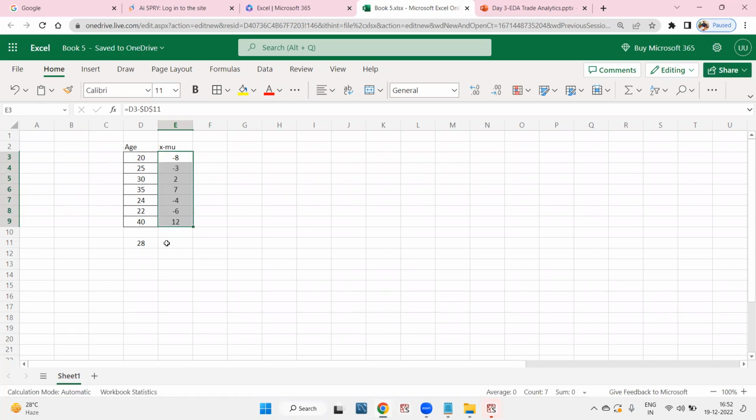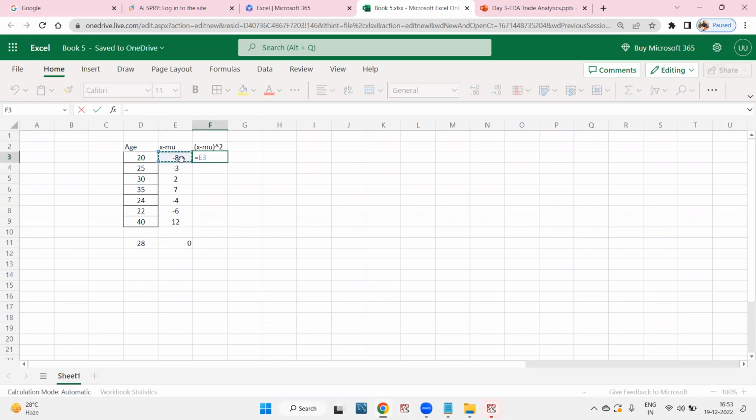So what is the average of it? Average is 0. So in case you subtract the average from the x values, when you calculate the average, it should be 0. That is the fact. To avoid this, what we need to do is make a square of it. So x minus mu, whole square. I'll make it like this. So when you do 64.